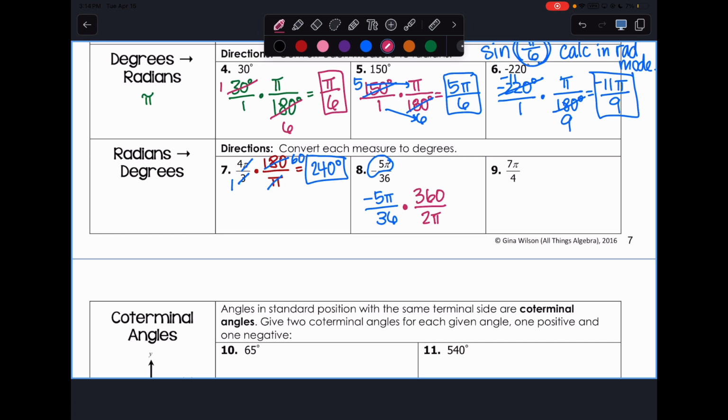360, 36 goes into 36 once. 36 goes into 360, 10 times. Then I have negative 50 over 2 pi. Can I simplify 50 over 2? Oh, sorry. I made a mistake. Pi over pi goes away, right? Yes. So this becomes negative 25 degrees.